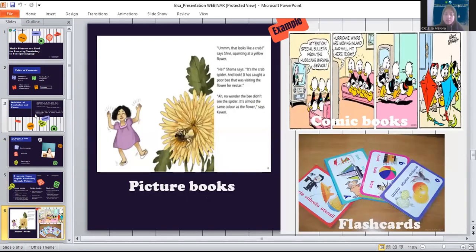This is an example of the two books, comic books in Pascal. And then next slide.